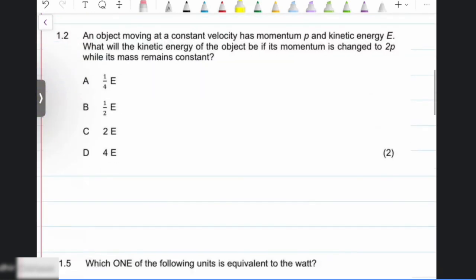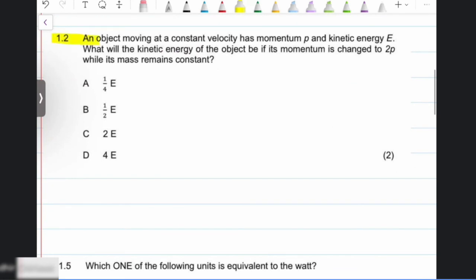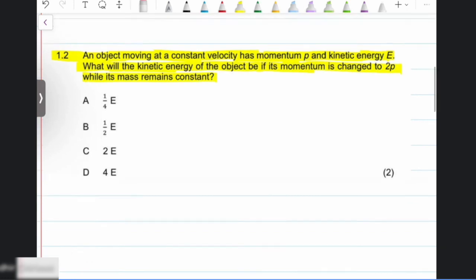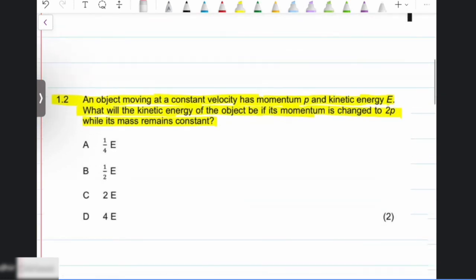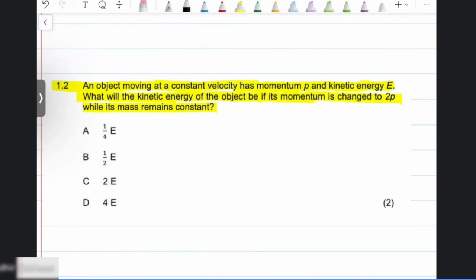1.2 says an object moving, also this one, I don't know where it's from. An object moving at a constant velocity has a momentum P and a kinetic energy E. What will the kinetic energy of the object be if the momentum is changed to 2P while the mass remains constant? Here I would like you to attempt this. The momentum is P. Remember, momentum is made up of mass times velocity, and kinetic energy is a half of your mass times your velocity squared.